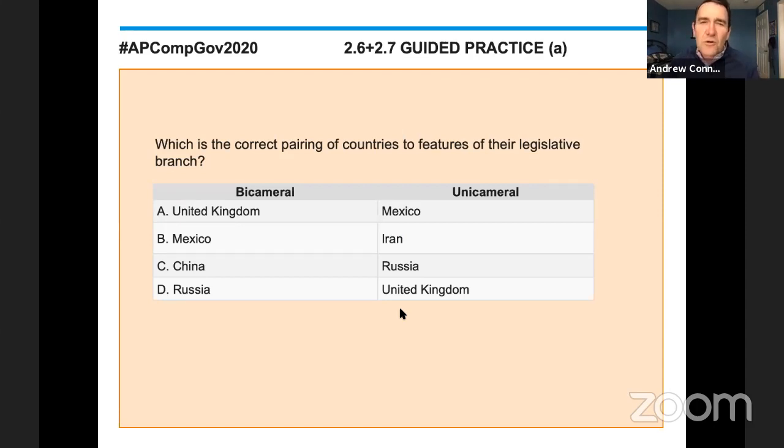And I do have a series of questions I'm going to go through quickly, particularly these multiple choice. We always try to do 4 or 5 multiple choice and get into a FRQ to help you with your writing skills. So which is the correct pairing of countries to features of their legislative branch? We have bicameral on the left column, and unicameral on the right. And hopefully you know that Mexico is bicameral, while Iran is considered to be unicameral.